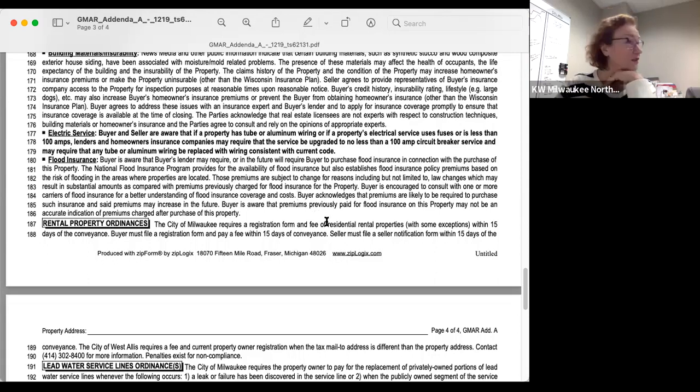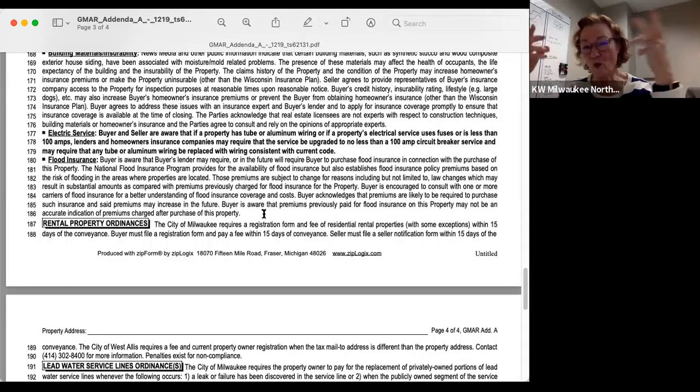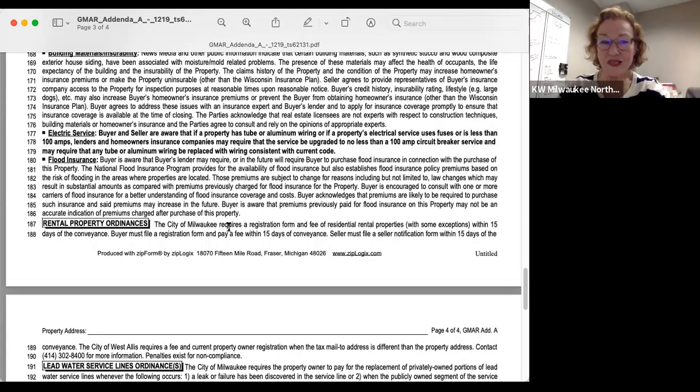Buyer acknowledges that premiums are likely to be required to purchase such insurance and said premiums may increase in the future. Buyer is aware that premiums previously paid for flood insurance on this property may not be an accurate indication. So another bell, warning, siren, be aware, buyer. And you as a buyer's agent are responsible for making sure they understand this.